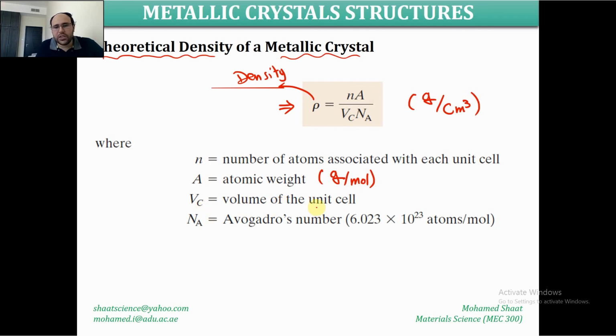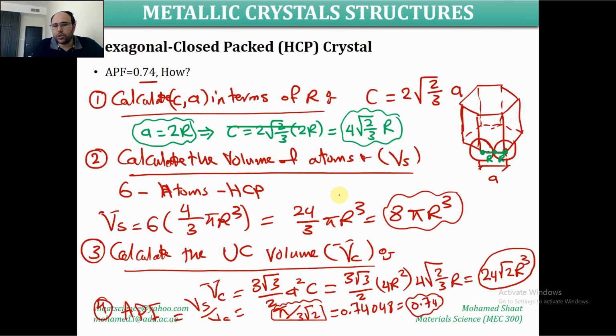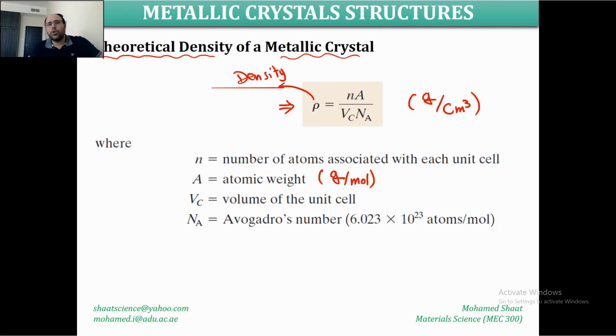And this Vc is the volume of the unit cell that we just calculated. It depends on the geometry, and we are not considering how many atoms or the atomic distribution inside the geometry. We have either cubic for the FCC or BCC, or the HCP unit cell. Make sense?